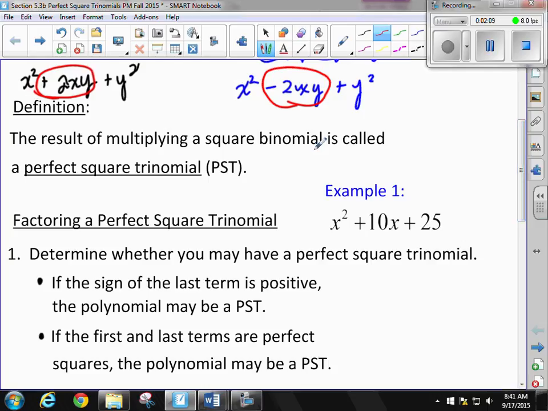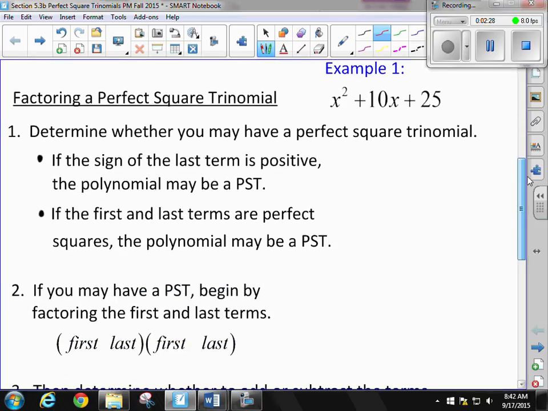The result of multiplying a square binomial is called a perfect square trinomial. So x squared plus 2xy plus y squared is a perfect square trinomial, and x squared minus 2xy plus y squared is a perfect square trinomial. We're going to talk about factoring those. The first step is to determine whether you have a perfect square trinomial. I've written example number 1 up here, and we're going to follow through it as I go through the steps.